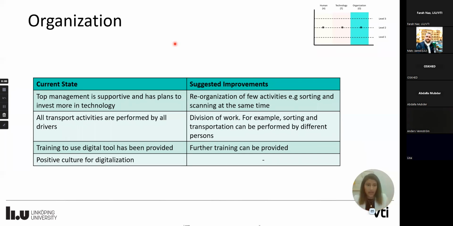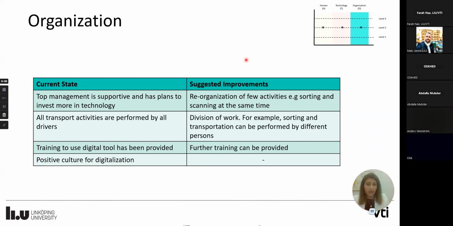As I have mentioned earlier, all transport activities are performed by all drivers. We also see that the drivers have training so that they can use the digital tools. They have good knowledge and understanding to use the digital tool. Overall, the culture is very positive regarding the use of digitalization.